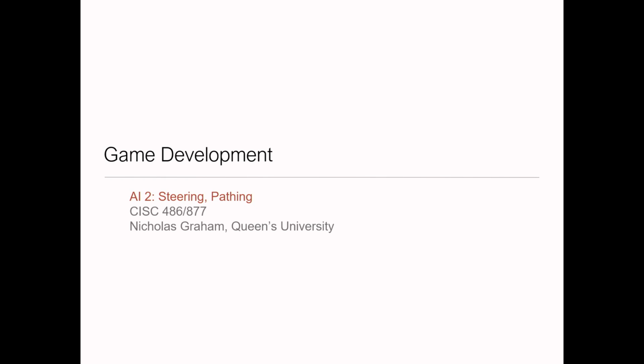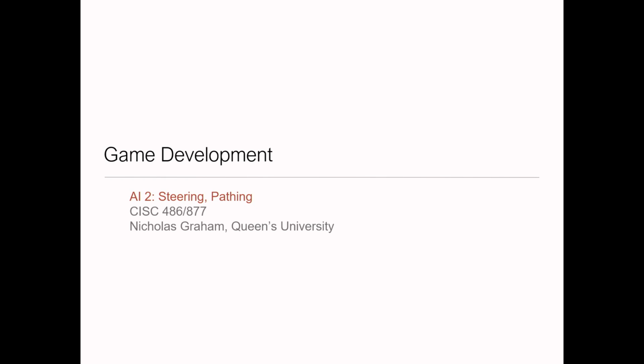Okay, good afternoon, everybody. So we've spent some time talking about steering. Remember, a steering algorithm is meant to be applied to control an AI-controlled object over a short distance, or over a short period of time, to move it somewhere through the game world. Typically, you're moving things a short distance, and typically there's nothing in between your starting point and where you're moving to.